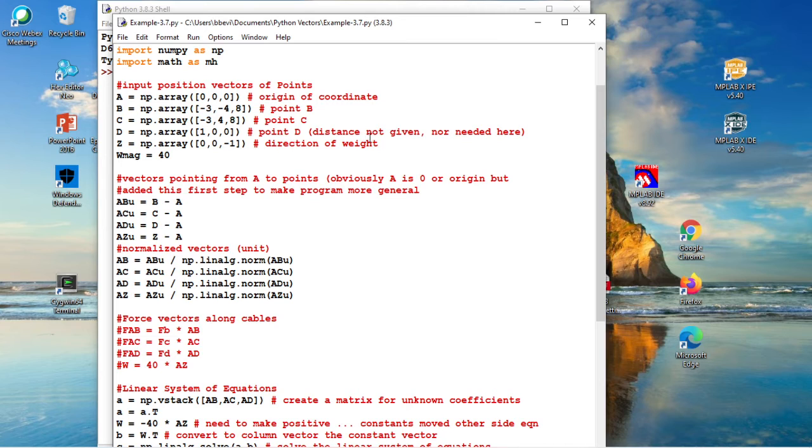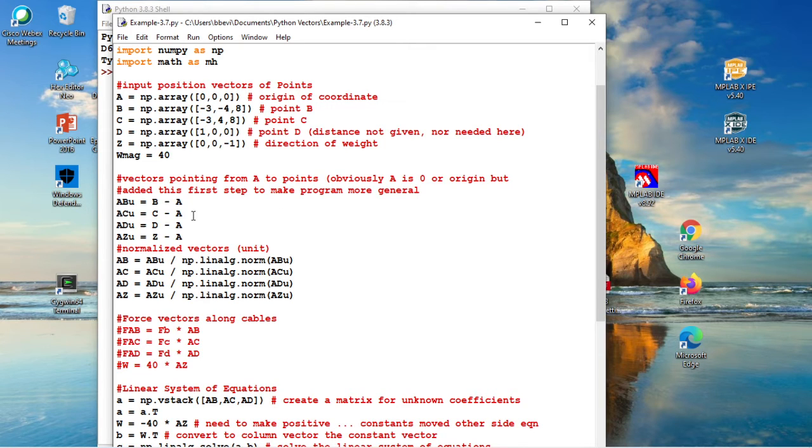For D, the distance is not given, and it's not really needed, because all we need is a vector pointing along the x-axis, in the positive direction. And so I just put a 1 here. I could have put anything here, and I'm going to normalize it later, but 1 is the easiest thing to do. And the same thing for the direction of the weight, which is along the negative z-axis. They didn't really put coordinates there, but I'll just put a -1 there. And the magnitude of the weight is 40.